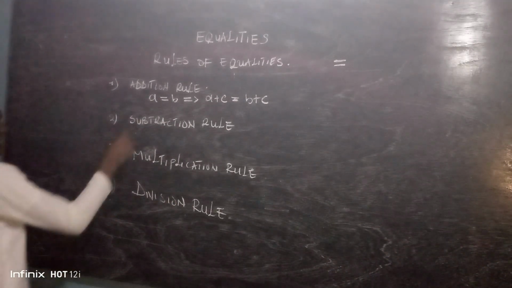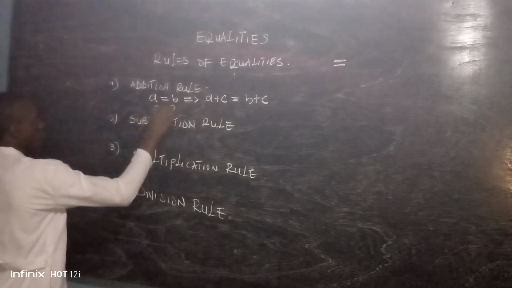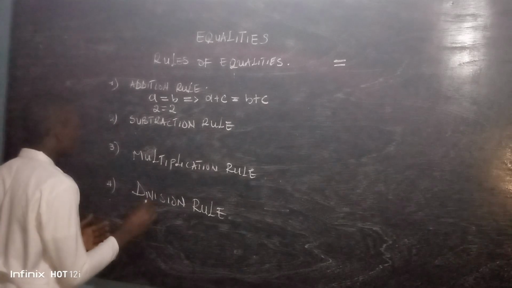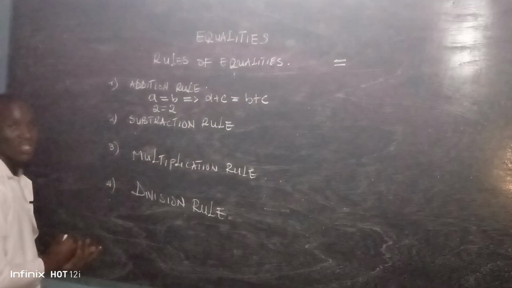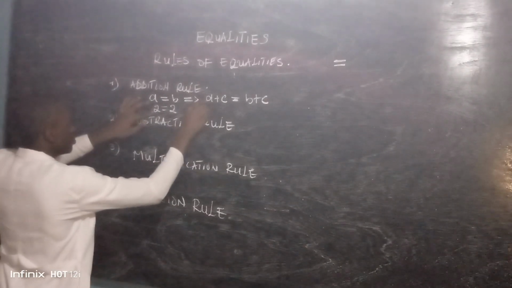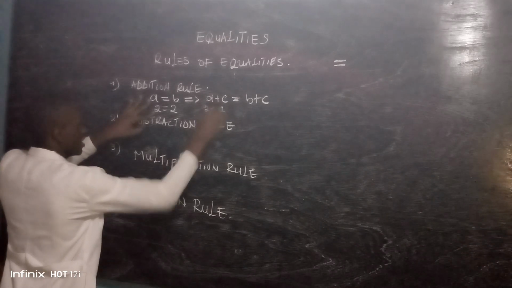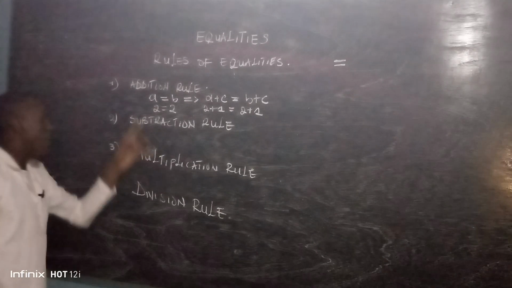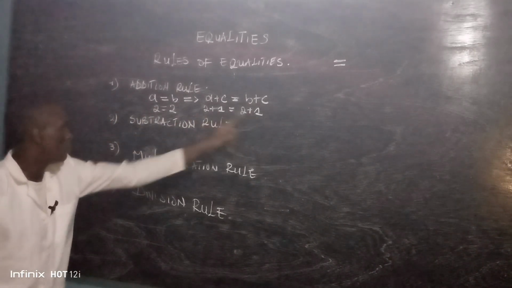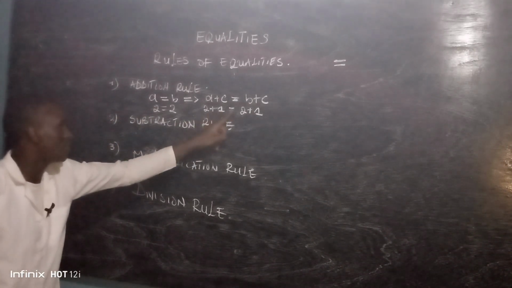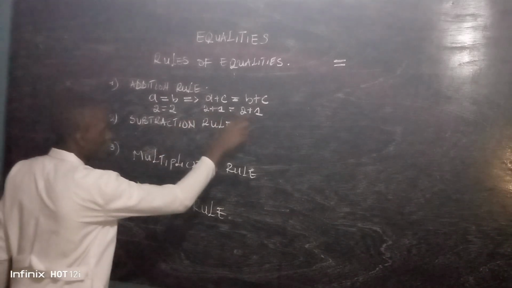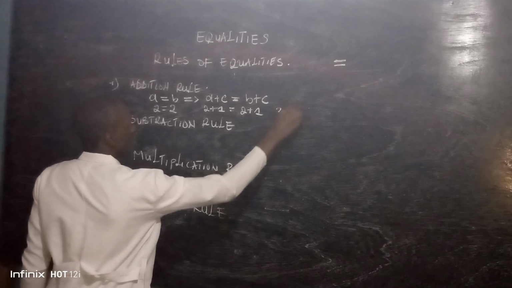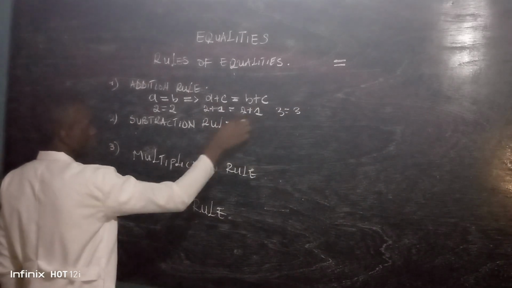For instance, if we say 2 equals 2, and I add 1 on both sides of the equation, you see that we have 2 plus 1 equals 2 plus 1. We have added the same quantity, 1, on both sides. Is 2 plus 1 equal to 2 plus 1? Of course, because 3 equals 3. 2 plus 1 is 3.